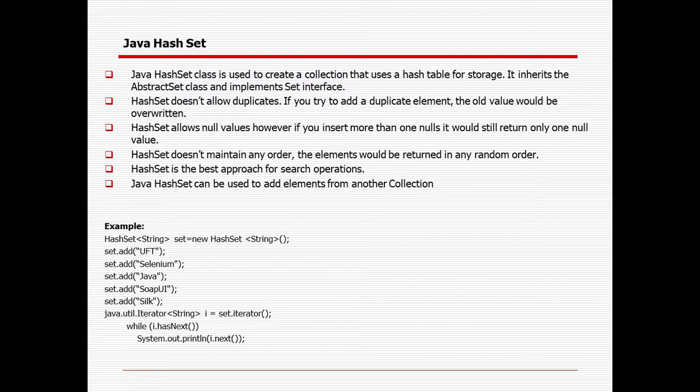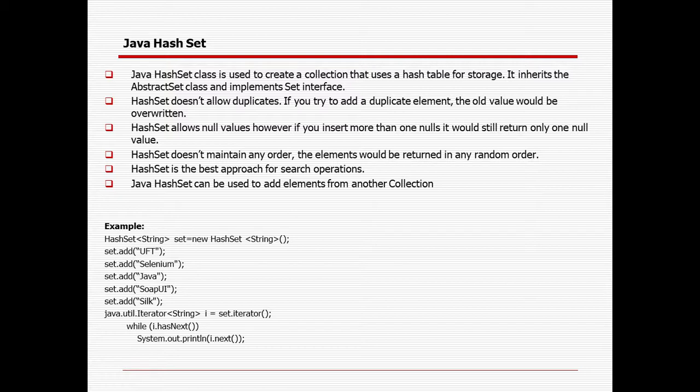So what does HashSet mean? The Java HashSet class is used to create a collection that uses a hash table for storage. It inherits the abstract class and implements the Set interface. Here, HashSet does not allow any duplicate values. If you try to add a duplicate element, only one element will be visible. Suppose you add it 3 times, you can only view it one time, and you can perform some operations.